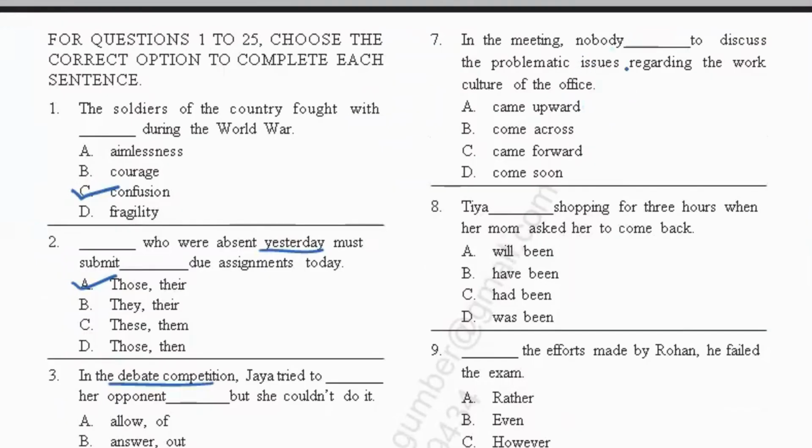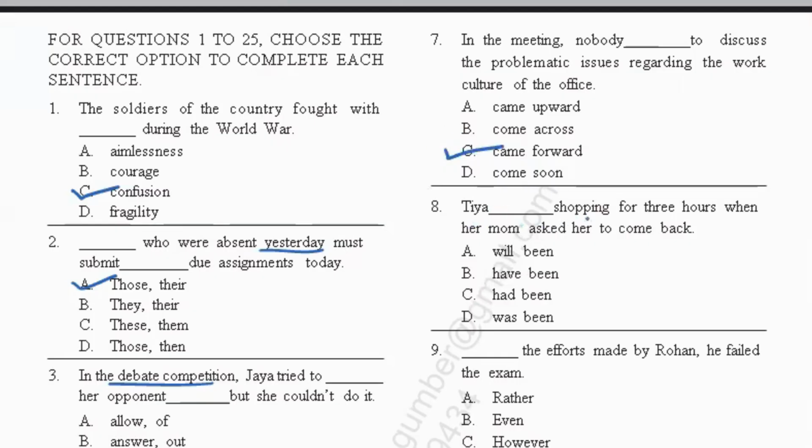In the meeting, nobody dash to discuss the problematic issues regarding the work culture of the office. So it should be came upward, came across, came forward, or come soon. So it should be came forward. It's like nobody shared their thoughts. Okay. So here it should be option C, came forward.